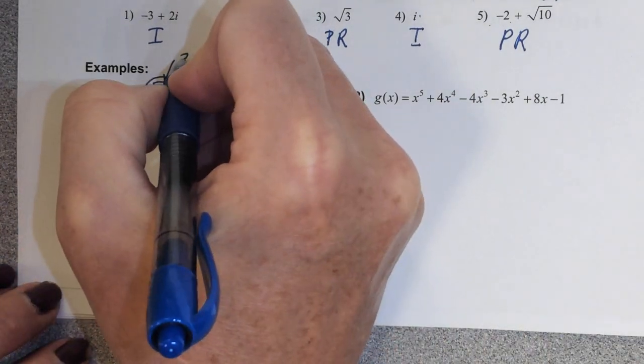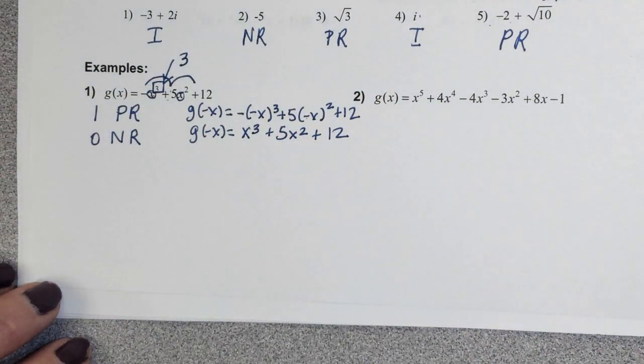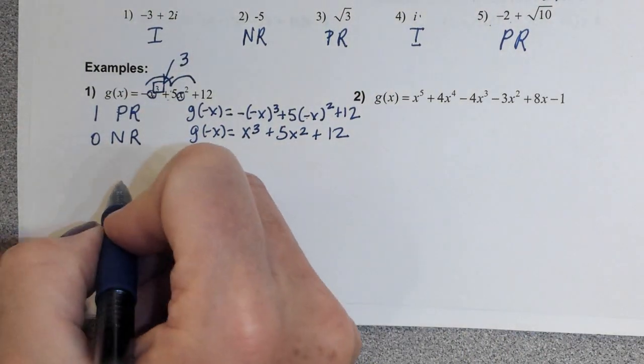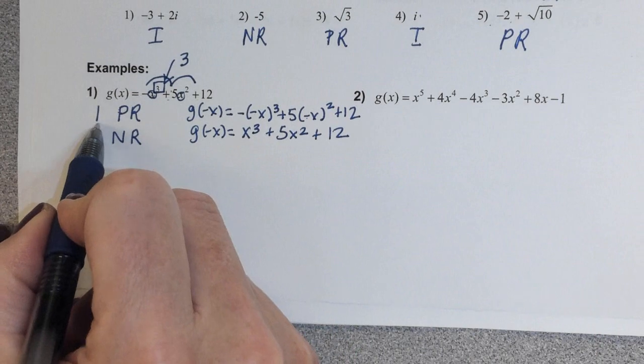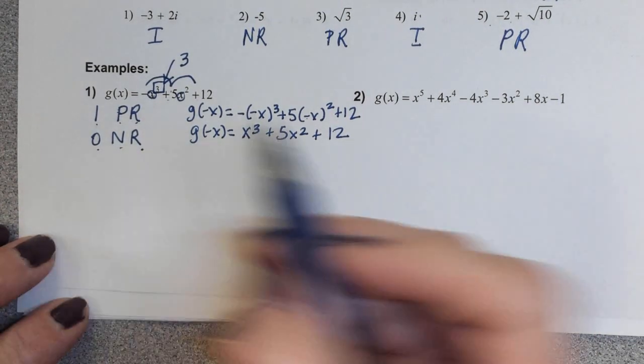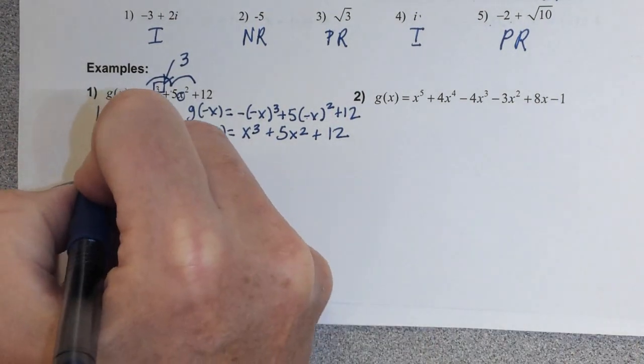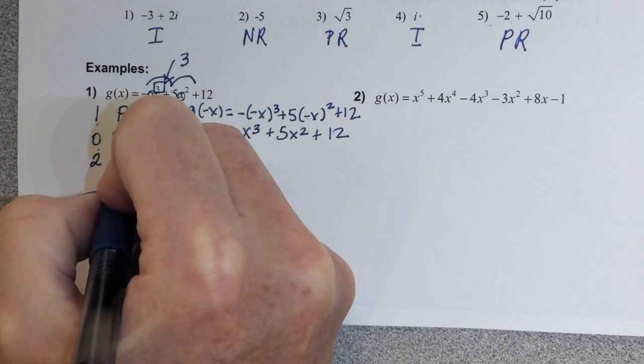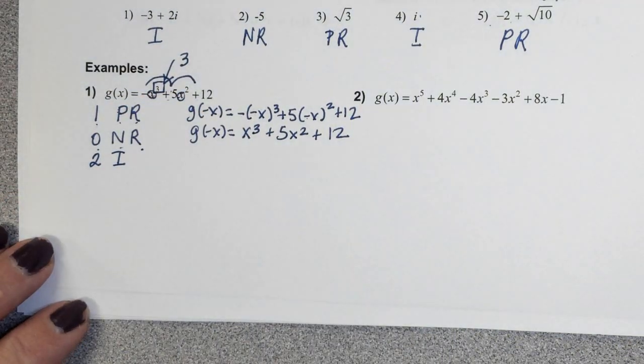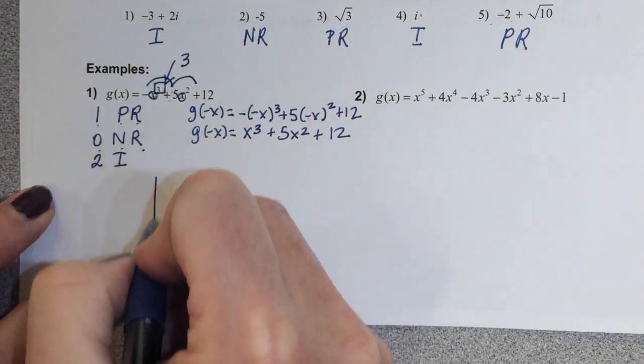We must have 3 total solutions. Okay? So what that means is I'm going to have 1 positive real, 0 negative reals. So what do I have to have? Well, I would have to have 2 imaginary solutions. Okay, I'm going to put this in a chart for us.